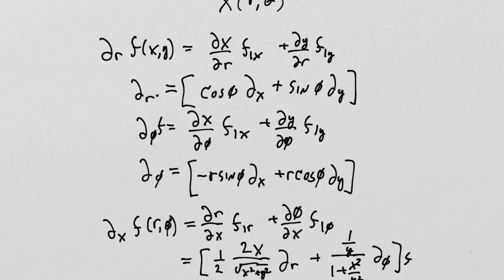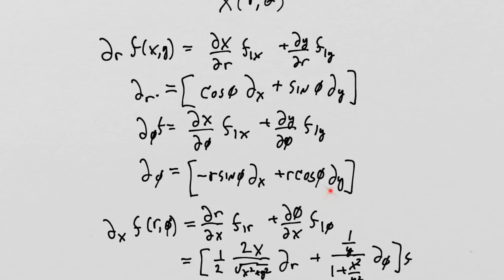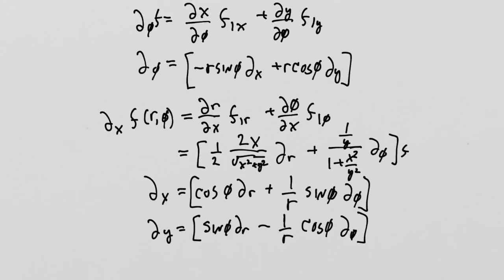Now you're taking dx d phi and dy d phi, which in our example would be minus r sine phi for partial x partial phi. Partial y partial phi will be cosine phi times r, right, which is what these two are. And likewise, we could do it backwards.